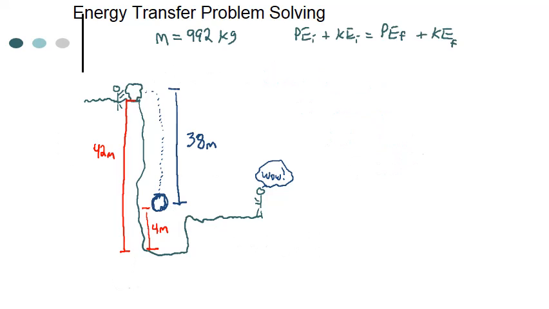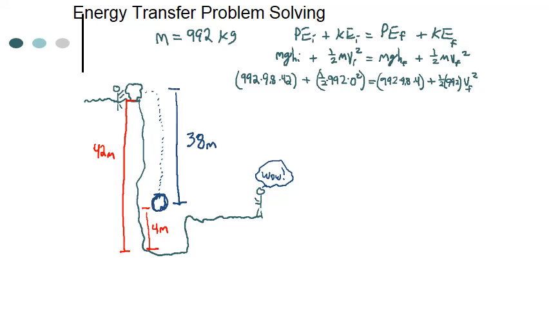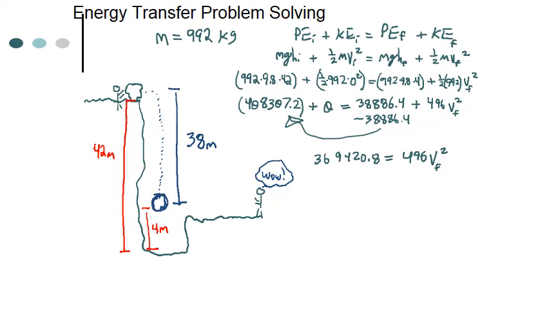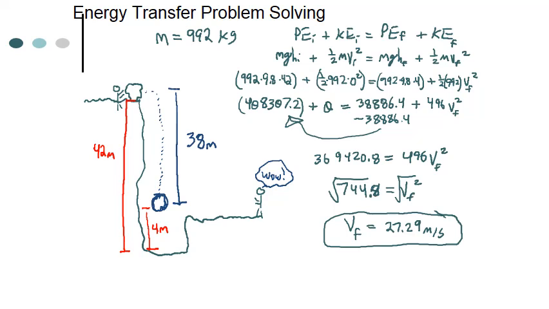All right, so we have our energies. The initial velocity is 0, so we've got that in there. The final height is 4, not 0, because the height right here is 4. We know the initial height is 42. So when we've got that value, we're going to have to subtract 38886 to the other side, divide both sides by 496, and then take the square root. So it's going to be moving 27.29 meters per second at the bottom.